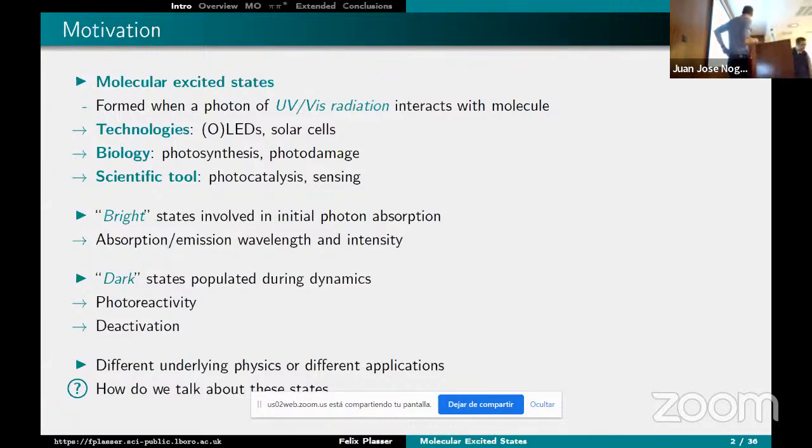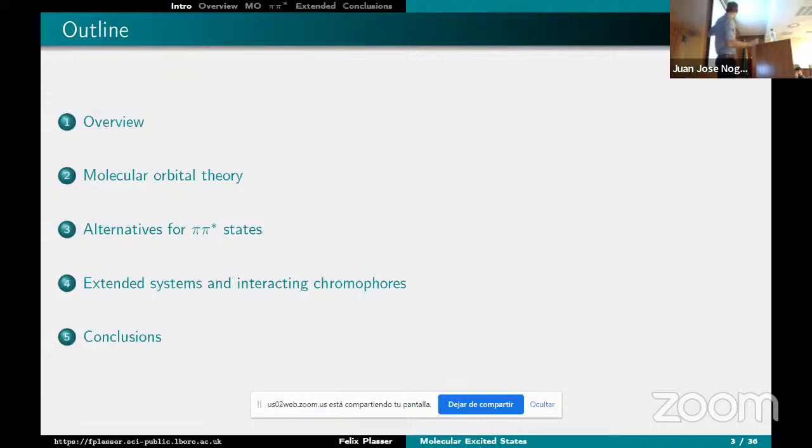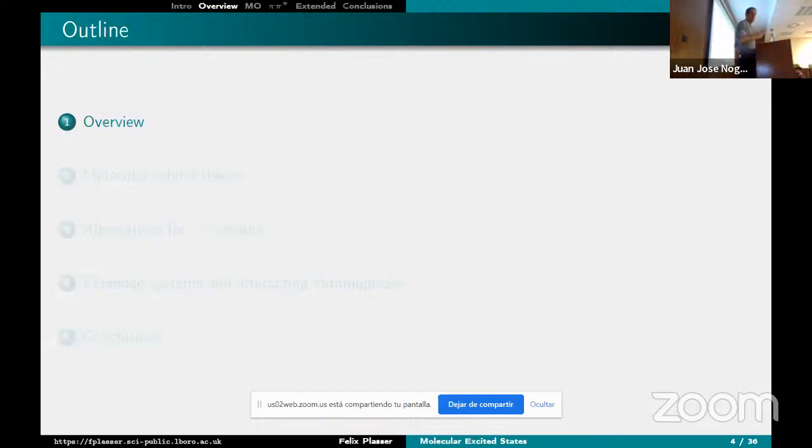Okay, so what I tried to convince you of here is that excited states are really important. They come in so many different varieties, and now we should think about how to talk about them. I just want to give you a quick overview and then talk about some specific ways that we use to talk about excited states.